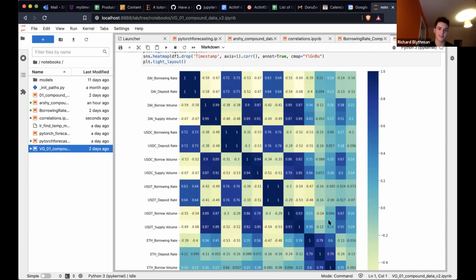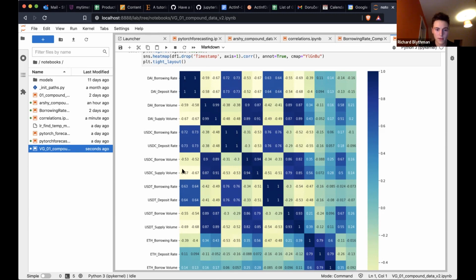In that case, I guess it makes sense that they wouldn't be correlated, because if ETH is used as collateral, then the higher the borrow rate for DAI means less borrow rate for ETH. Yeah, but the ETH supply volume should be correlated with the borrow volume for the stablecoins. Can you check if that's the case?